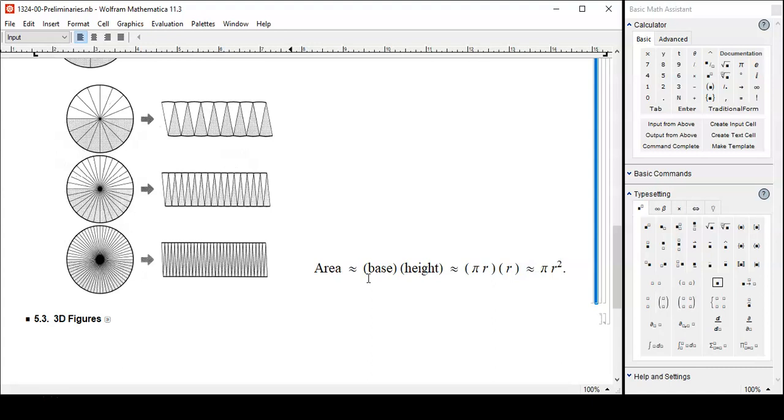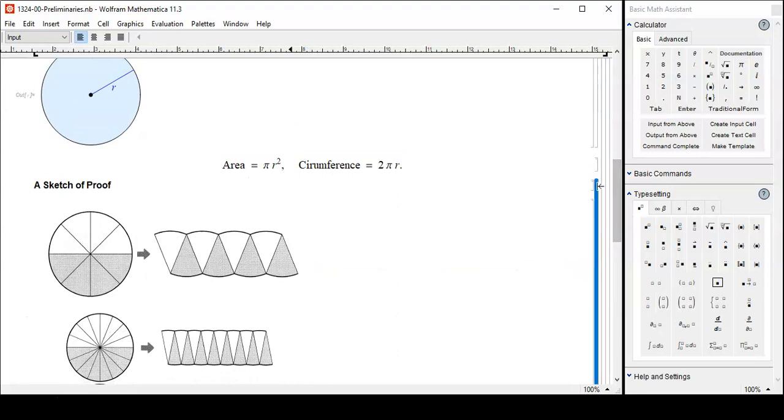Eventually, what do you get? Base times height. And height is the radius, and base is half of the circumference. So pi r times r, so pi r squared.